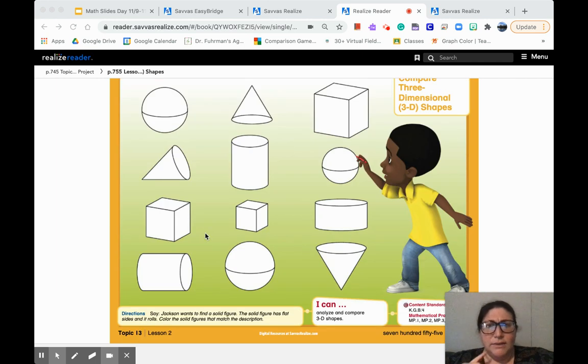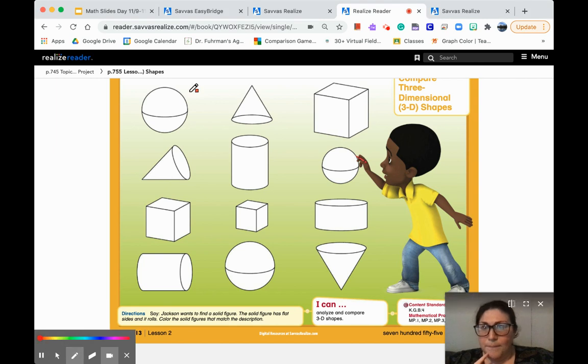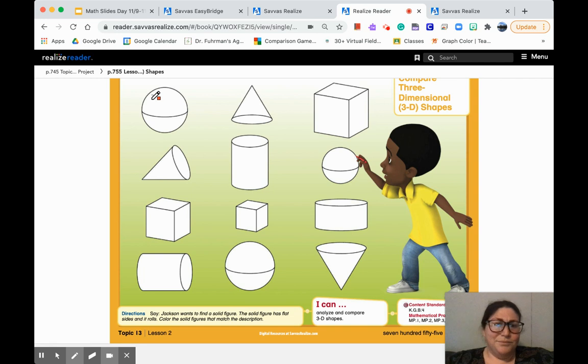First, let's think about this problem. Jackson wants to find a solid figure. A solid figure has flat sides and it rolls. Does anyone notice any solid figures that have flat sides and roll? I'm looking up here and I'm noticing some. This first sphere, it rolls, but it doesn't have any flat sides. How about this cone? Yes, it has a flat side, and also, if you lay it on the other side, it would roll.